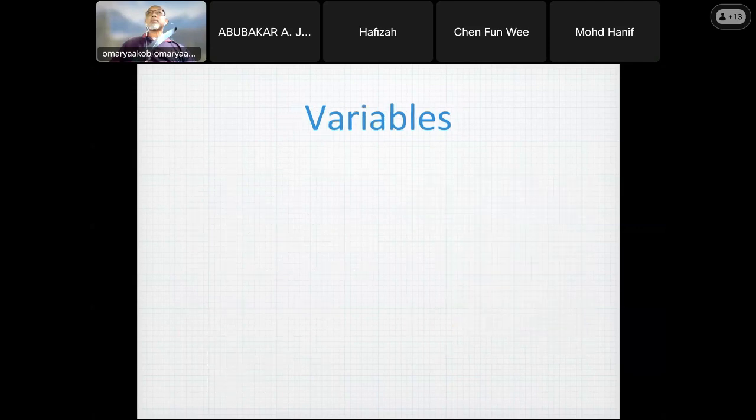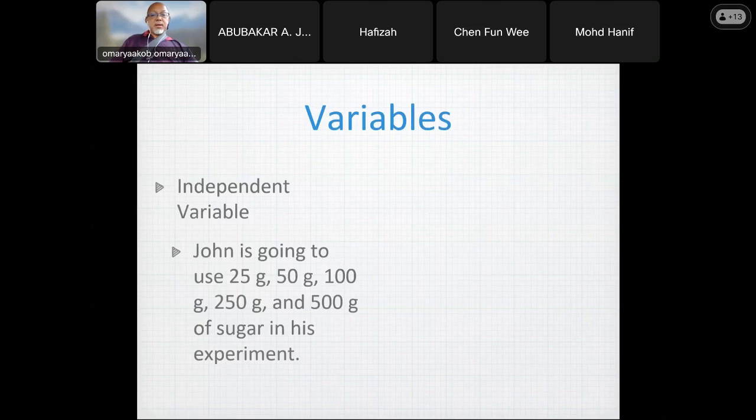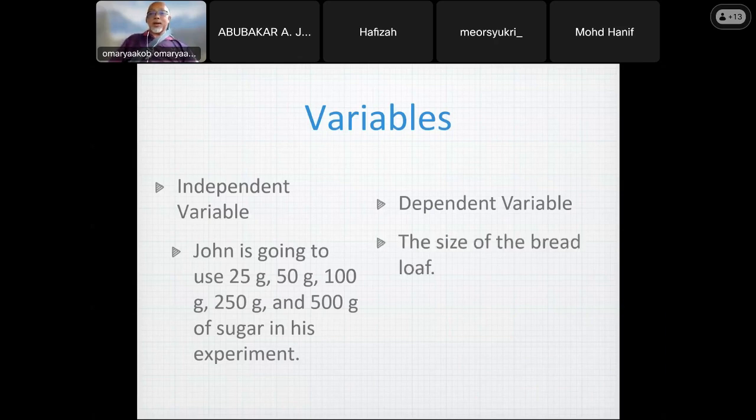So what are the variables in his study? The independent variable is the amount of sugar. In this case, he's going to use 25 gram, 50 gram, 100 gram, etc., up to 500 gram in his experiment. And what is the dependent variable? The size of the loaf, the size of the bread loaf.